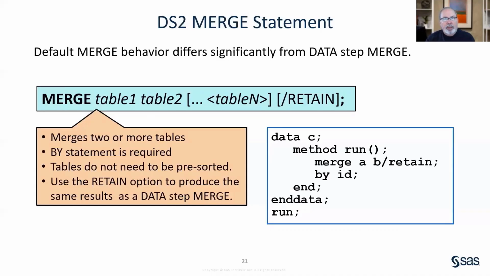Now, initially, the merge statement worked significantly different from data step. It also worked different from an SQL outer join. Recent additions to the DS2 language have included the retain option for the DS2 merge statement that makes it work just like the data step merge statement worked.